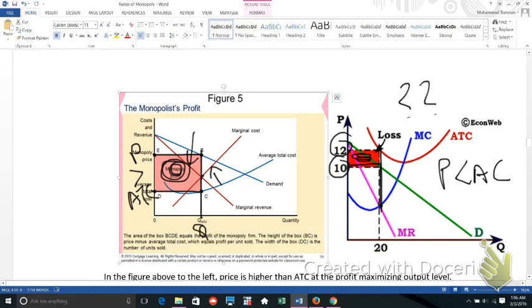So therefore we can conclude that profit maximization by our monopolist, by equating marginal cost with marginal revenue and by charging a price which is greater than marginal cost, really does not guarantee that our monopolist is going to earn profit. Whether our monopolist is going to earn profit will depend on whether price is higher than average total cost or not.